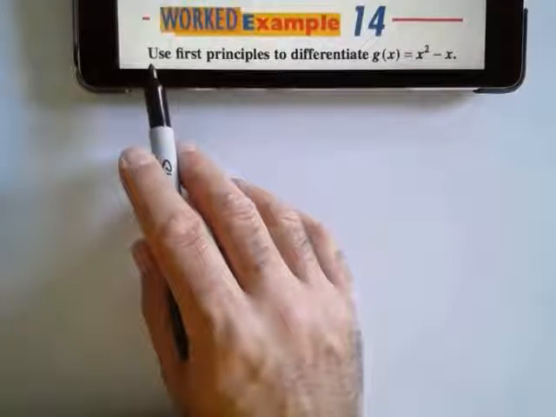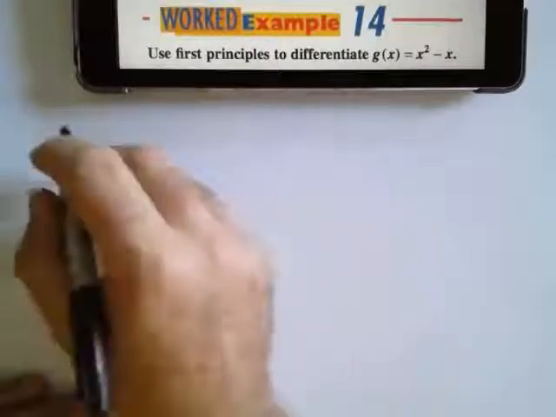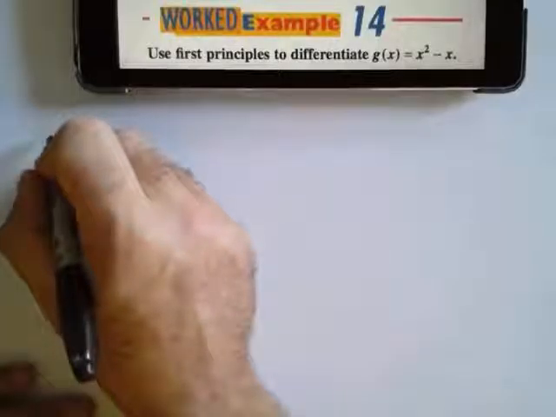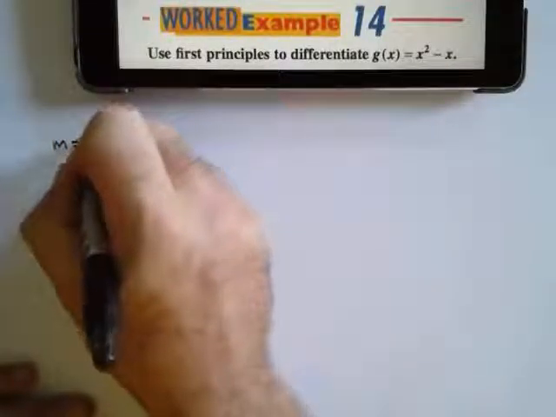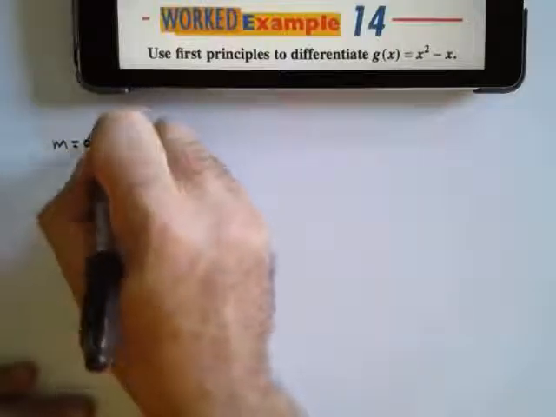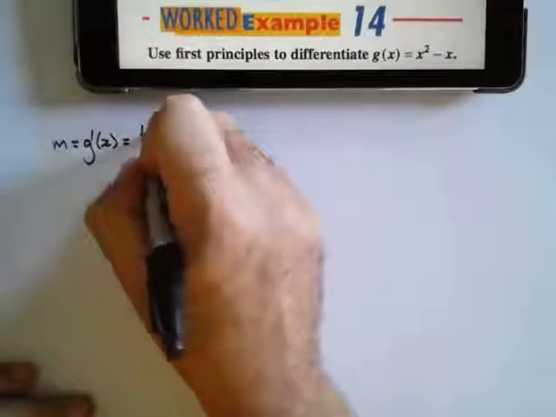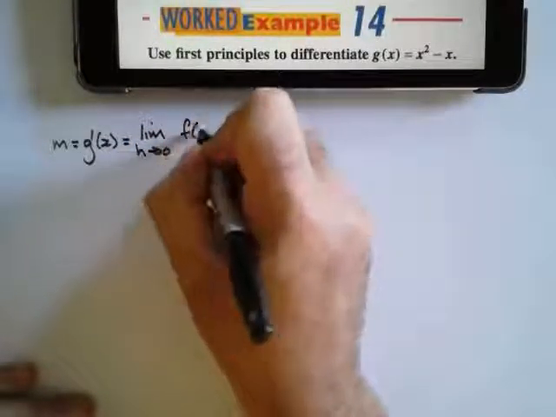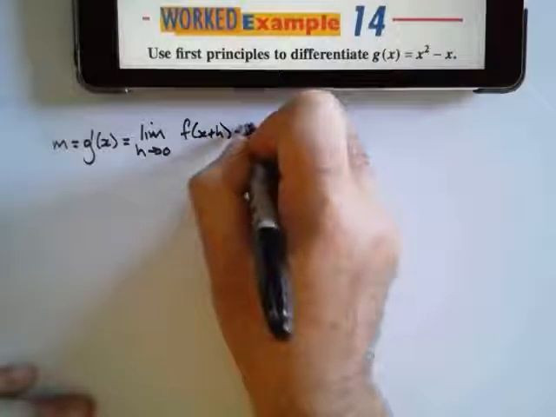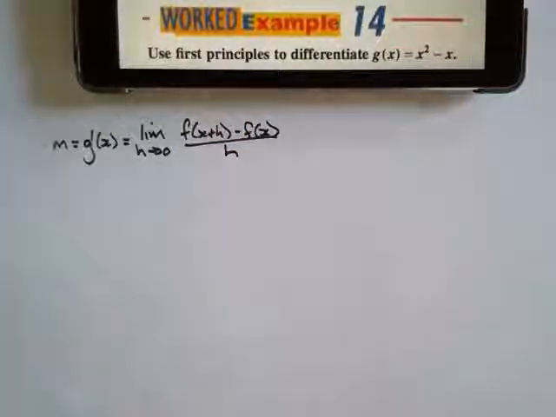What you need to remember is the moment you see "use first principles", you immediately write down the rule. The rule is that to differentiate, which means the derivative, g'(x) equals the limit where h strives to 0 of f(x plus h) minus f(x), divided by h. That's the rule. You have to write it down.